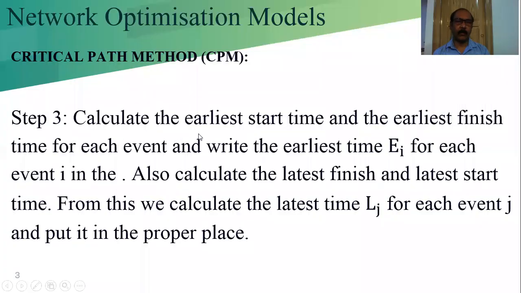Step 3, calculate the earliest start time and the earliest finish time of each event and write the earliest time Ei for each event i in the appropriate position. Also calculate the latest finish and latest start time. From this, we calculate the latest time Lj for each event j and put it in the appropriate place.